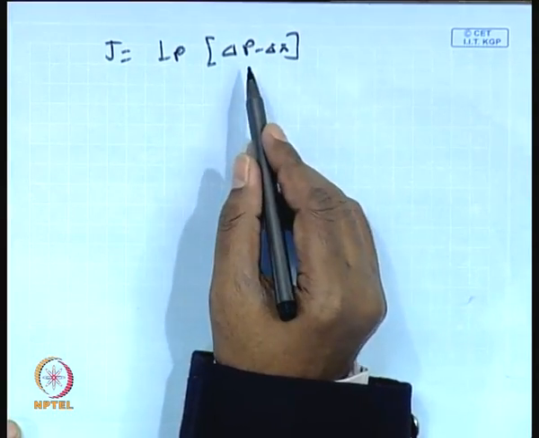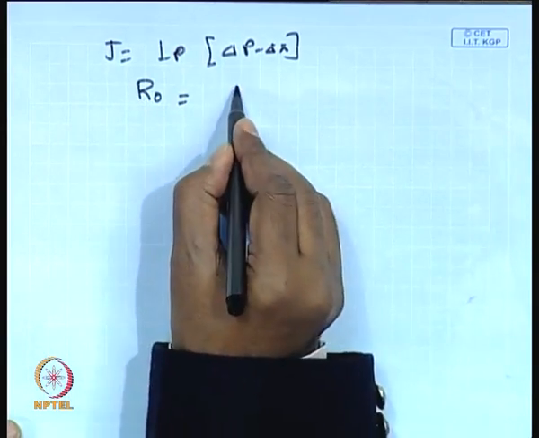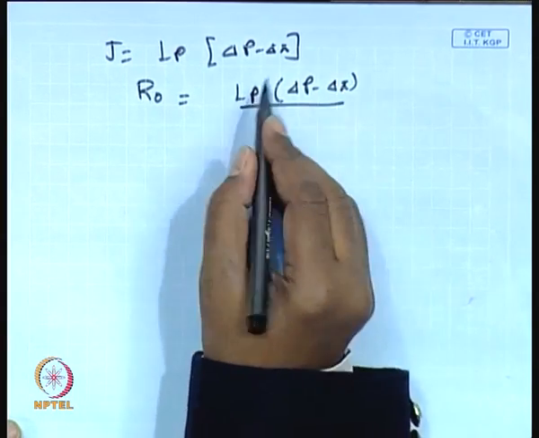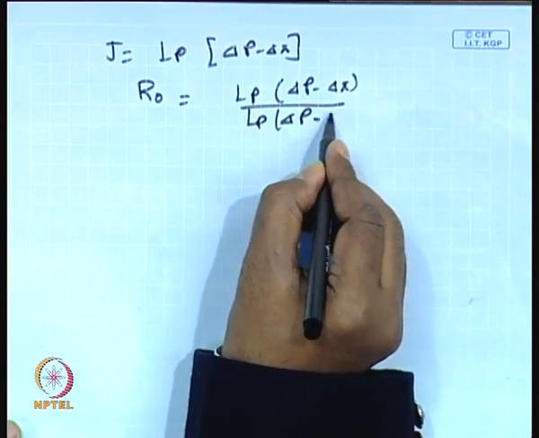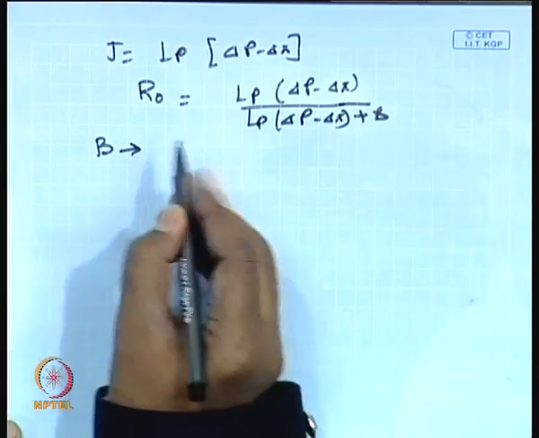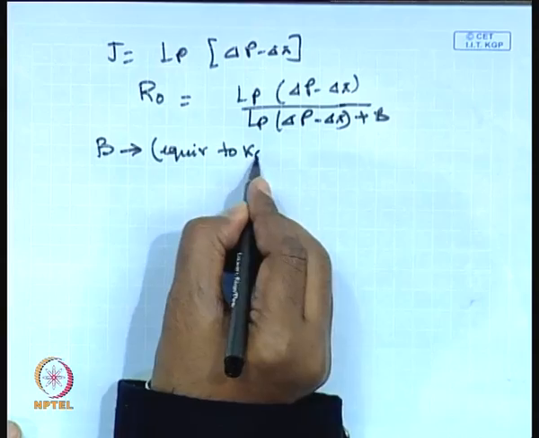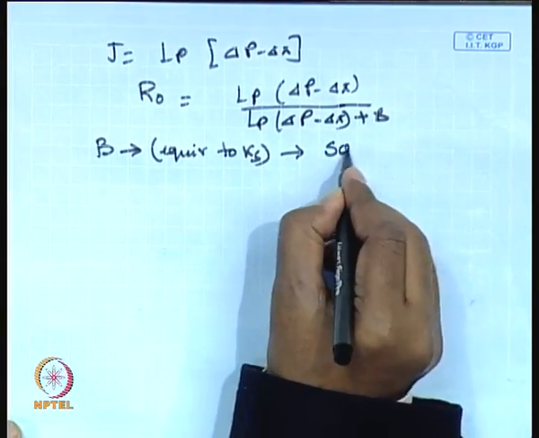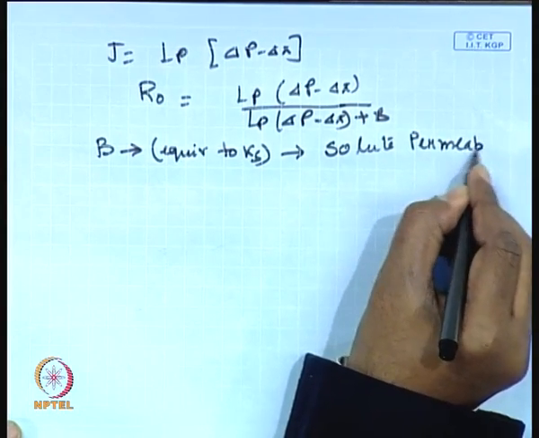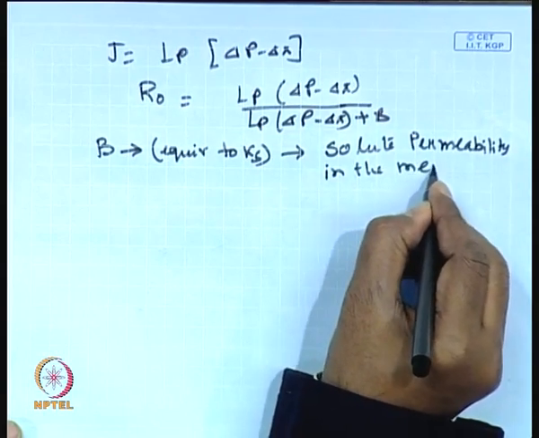So, utilizing this relationship and the earlier one, one can write the expression of R naught as Lp into delta P minus delta pi divided by Lp into delta P minus delta pi plus B. What is B? B is nothing but it is equivalent to Ks, okay, equivalent to Ks, and this is the solute permeability in the membrane phase.